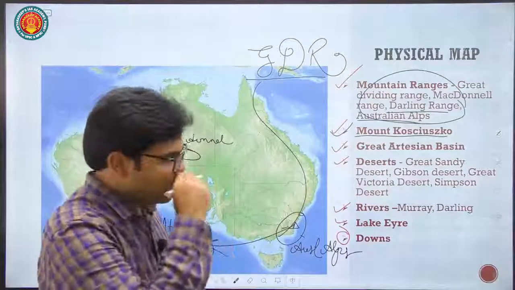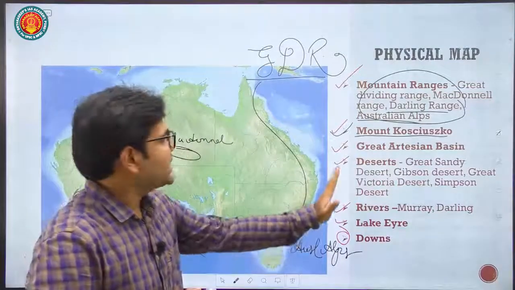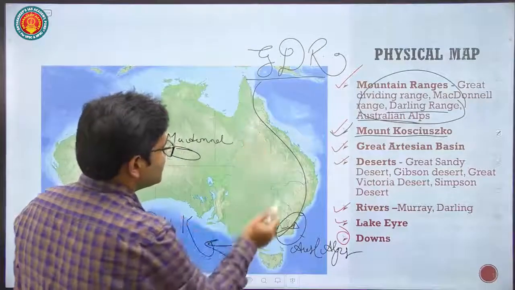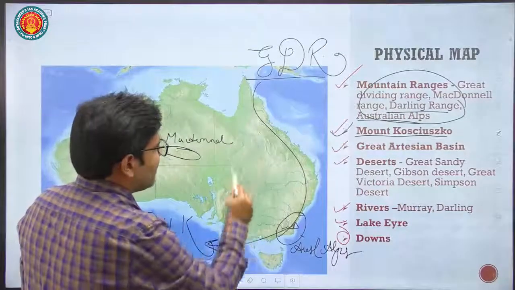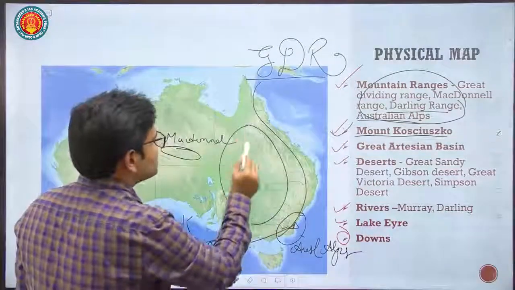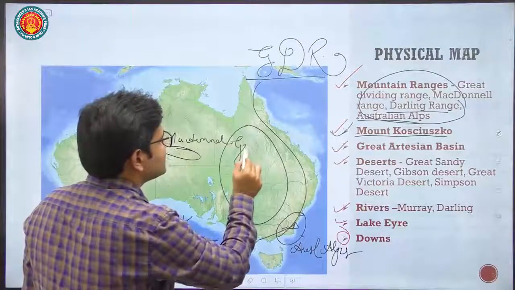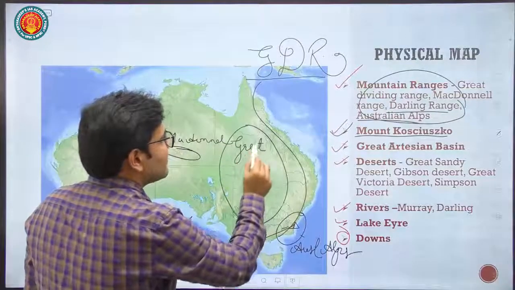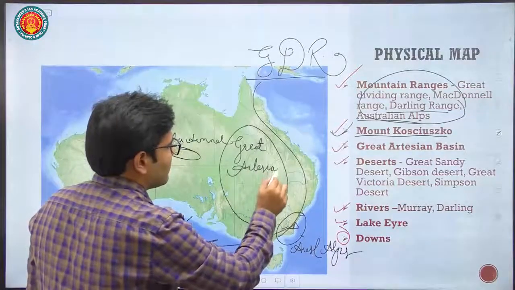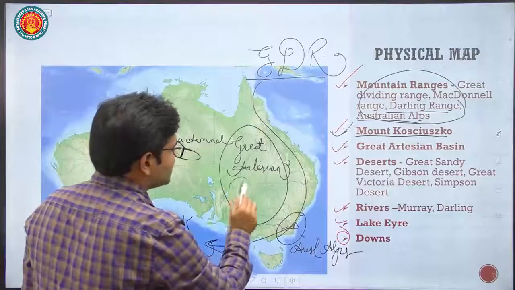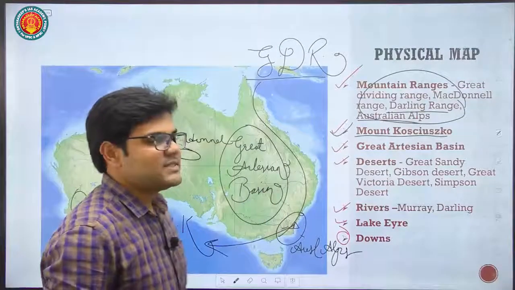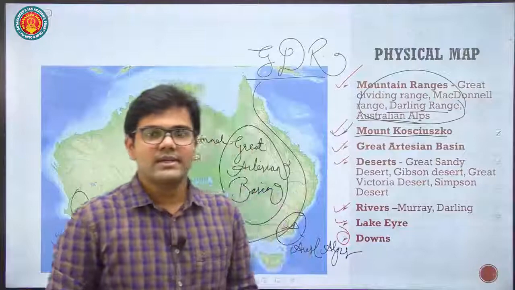Then let's move further westward. We have started from the east. Let's go interior. Here in this region, you can see many rivers are present. This region is called the Great Artesian Basin. We will study about it in detail in the next slide.